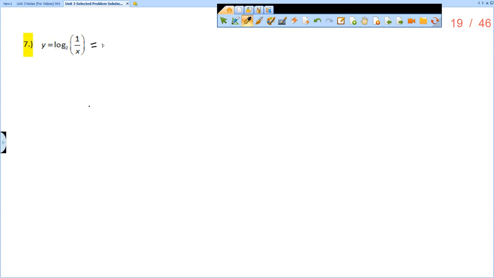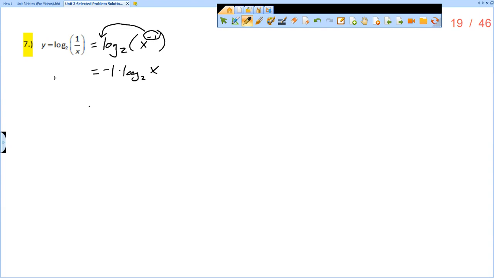All right, so the first thing that I would do is rewrite, or really just rethink, 1 over x as x to the negative first. And so since whatever's inside of the log has this power, I can actually bring that power out in front of the log as negative 1 times the log base 2 of x.